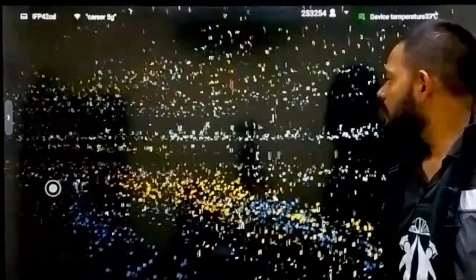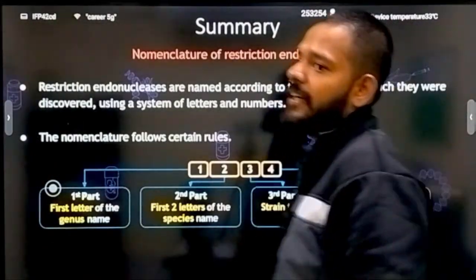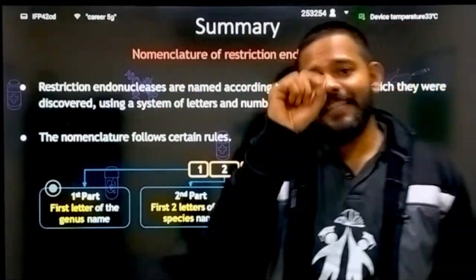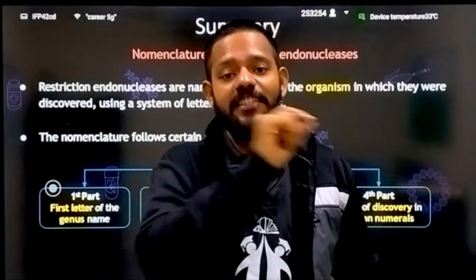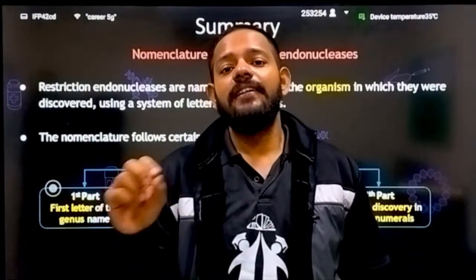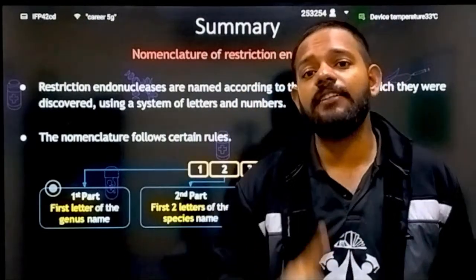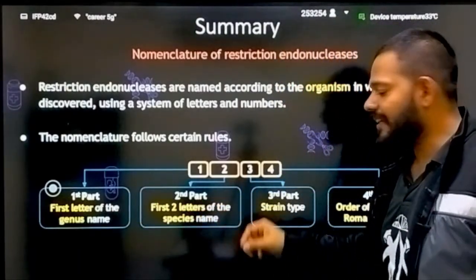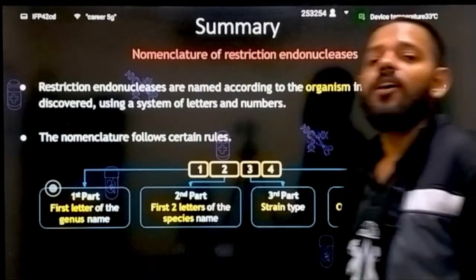Then we studied nomenclature: how do we give restriction endonucleases their names? For example, EcoRI, in which the E belongs to the genus of the bacterium Escherichia, E equals Escherichia. Then co is coli, E. coli. In EcoRI, R is the strain and I is the number of discovery. So the first letter is of the genus, then the first two letters of the species, the third part is the strain, and the fourth part is the order of discovery.